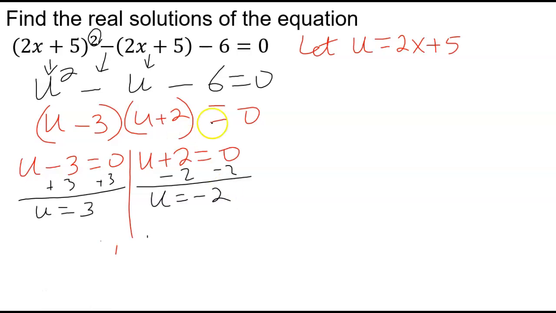So now we're going to remember the common mistake here. People reach here and then they forget that they are not done. You are not solving for u, we are solving for x. So we have to plug our answer here to solve for x.